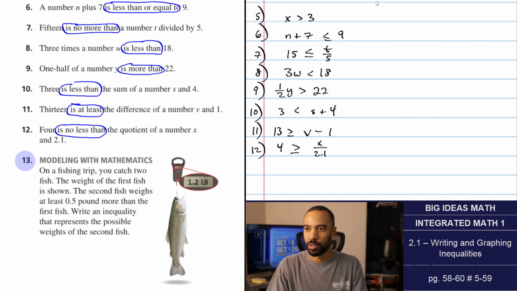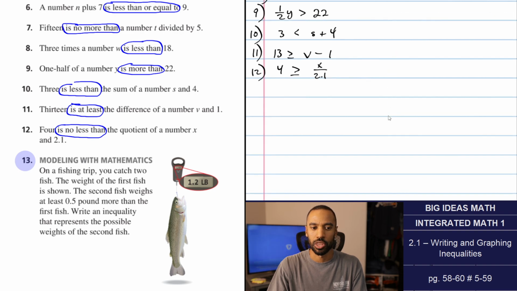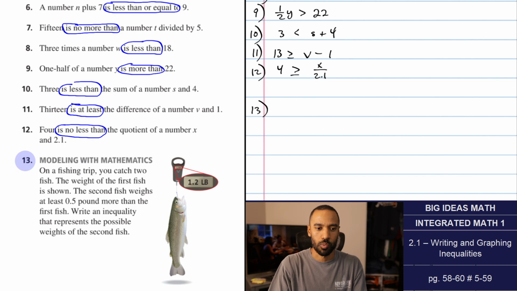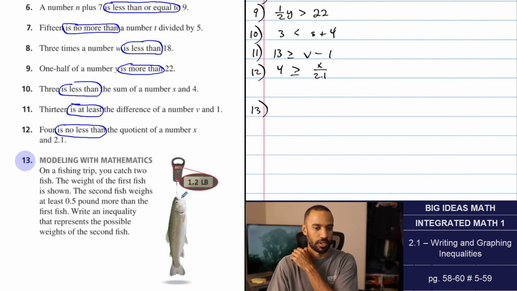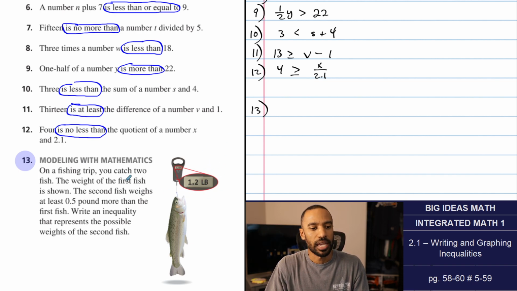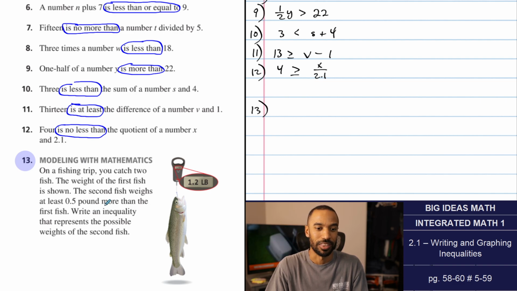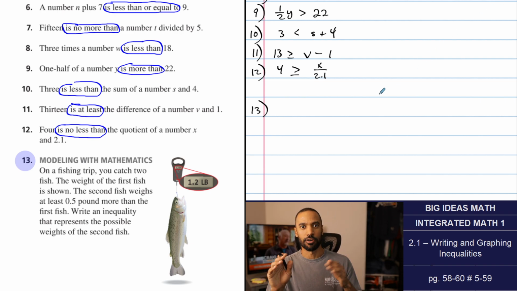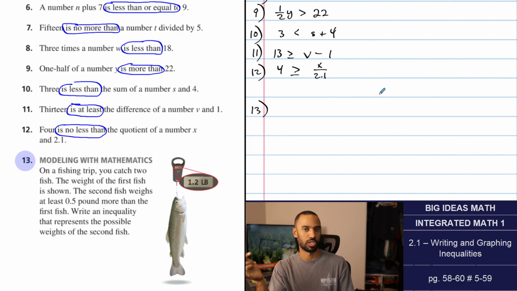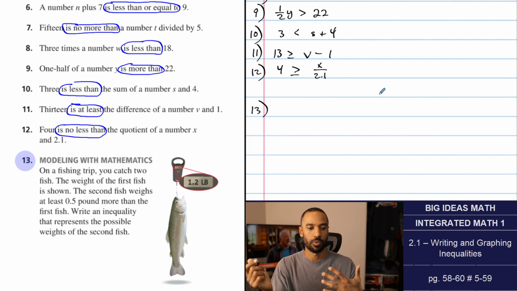On a fishing trip, you catch 2 fish. The weight of the first fish is shown. It's right here. It says 1.2 pounds. There's the weight of the first fish. Poor little guy. The second fish weighs at least 0.5 pounds more than the first fish. At least 0.5 pounds more. Write an inequality that represents the possible weights of the second fish. We're not writing different numbers like, oh, it could be 5 pounds, it could be 6 pounds. We're writing out the whole inequality.